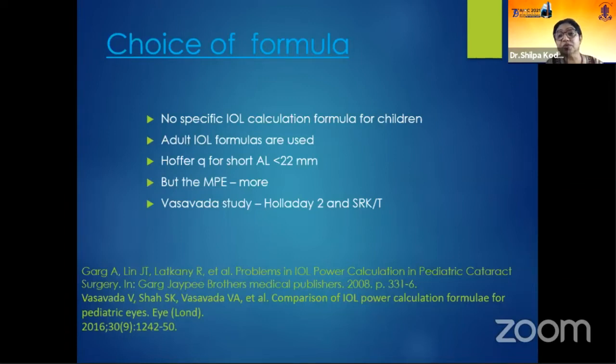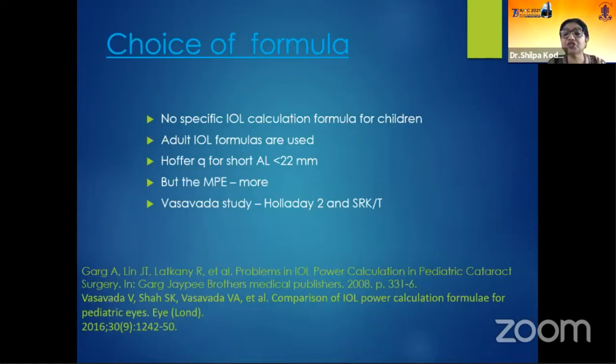Now, ideally, you would think that a Hoffer Q is ideal for short axial length less than 22 millimeters, but it has been found in many studies that the mean prediction error is more in the Hoffer Q as compared to the other formulas, and there has been a wide range of studies that have been done. One of the Indian studies that have been done at Dr.